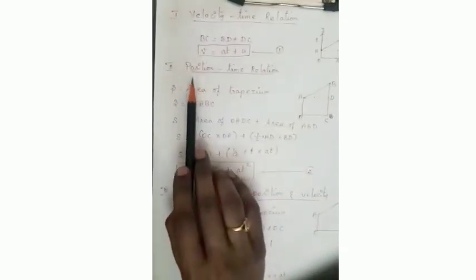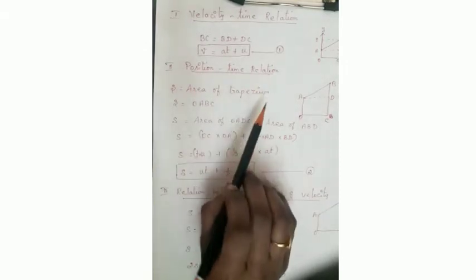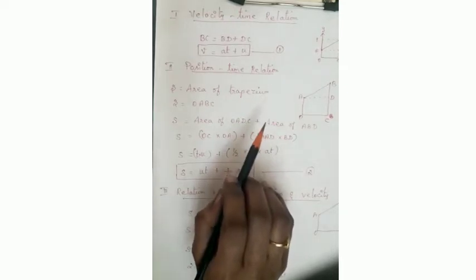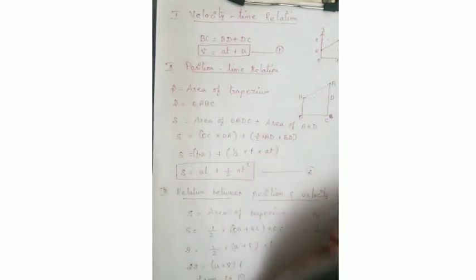Now, second equation of motion by using the position-time relation. From initial to final, where is the position? Position means distance, right? So the distance symbol is s. So in this graph, what figure do we get? A trapezium.